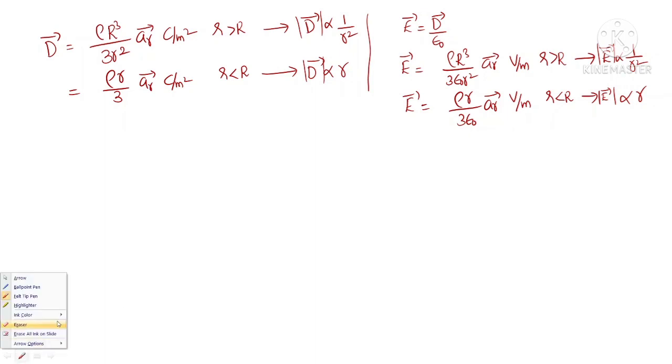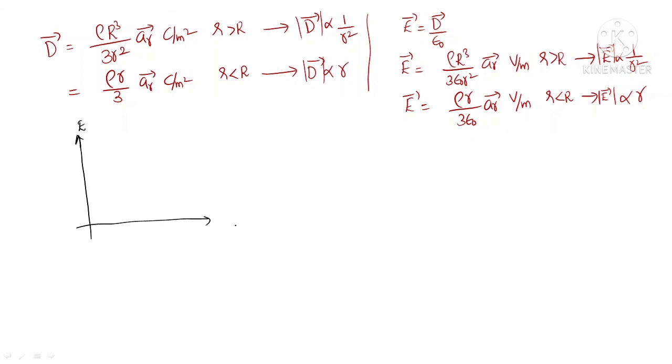Let us plot the variation of E with respect to r. So I am considering this as the axis for electric field intensity from the center, and this is the radius. Consider an imaginary sphere here. Up to this point, here what is r value? 0. Exactly at this point, small r is equal to capital R. So this region is the region which is r less than capital R, and this is the region which is r greater than capital R.